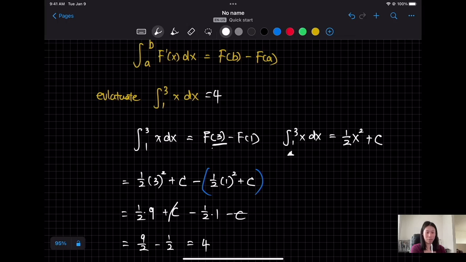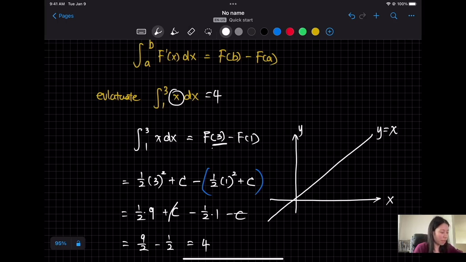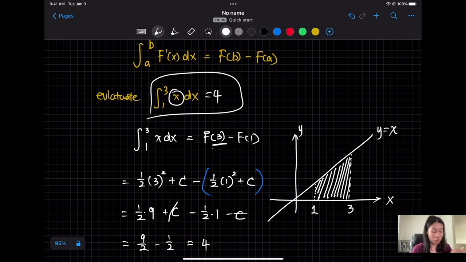So what would be the second method? Well, the second method is you graph it. Remember, this means the area underneath the graph. This is the graph y equals x, and then the area bounded from 1 to 3 and the x-axis. If we can find the shaded area, that would be the answer for this question.